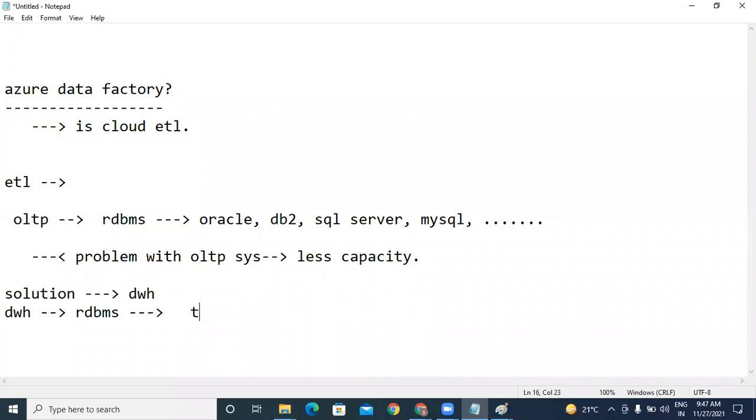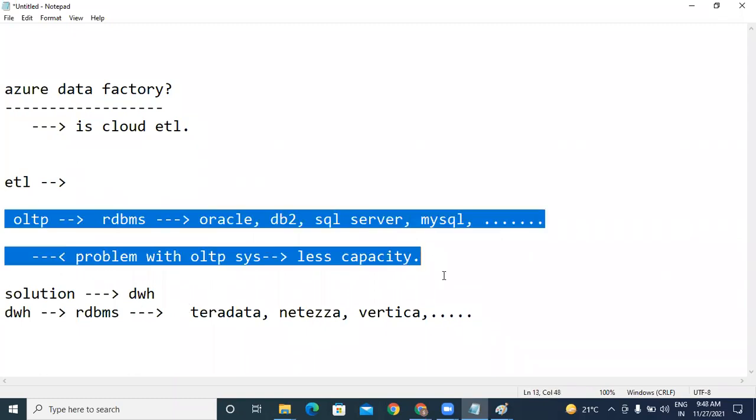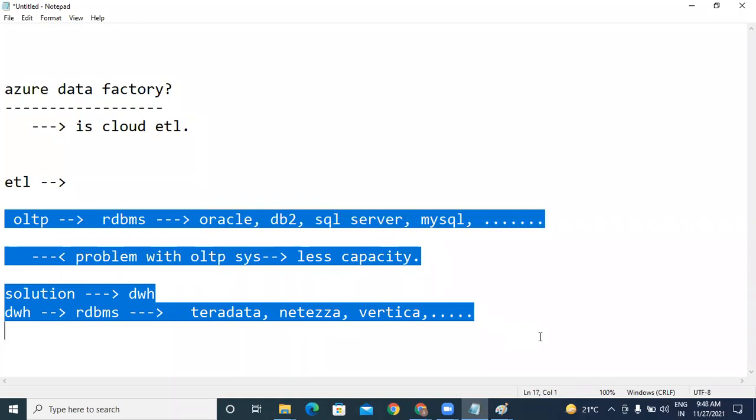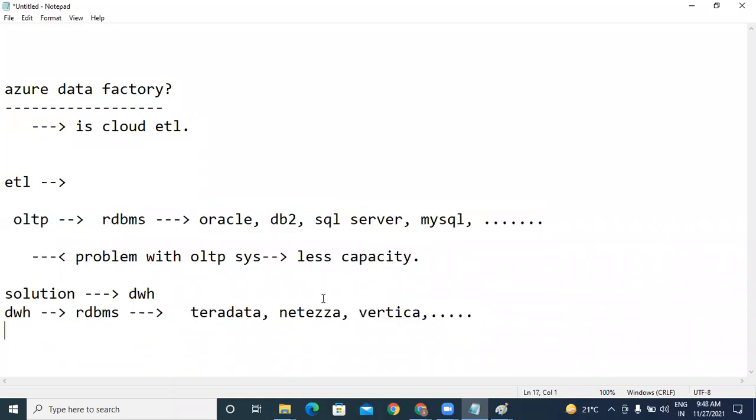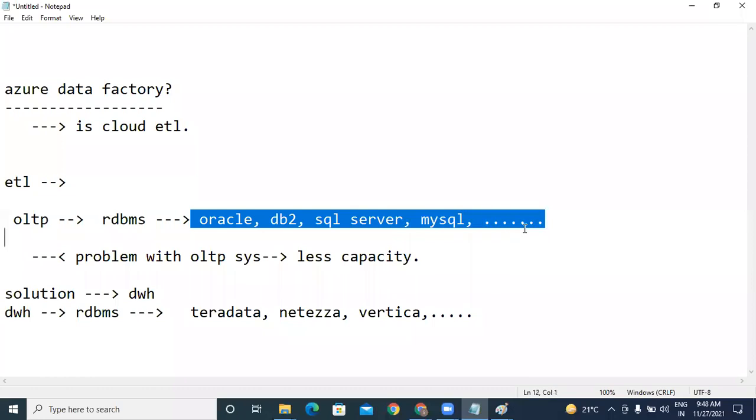These data warehouse databases are Teradata. Have you heard about it? Netezza, Vertica. Such kinds of databases are there in the market. Got it. So until about five years ago, this was the solution for the industry. All OLTP systems into these great databases.